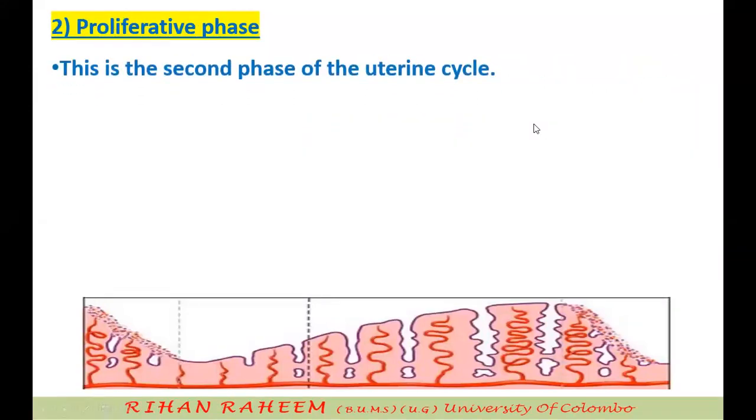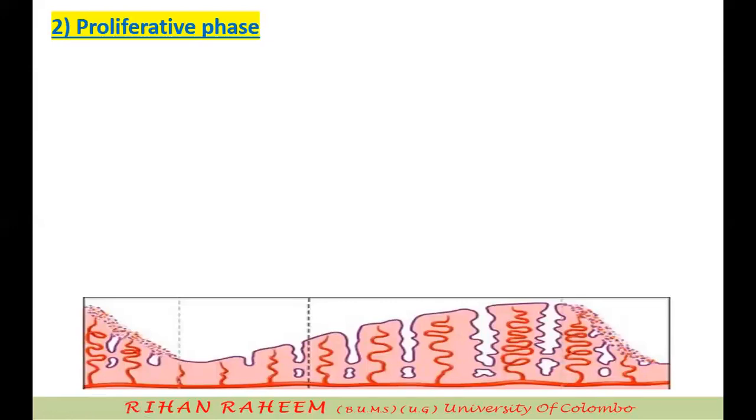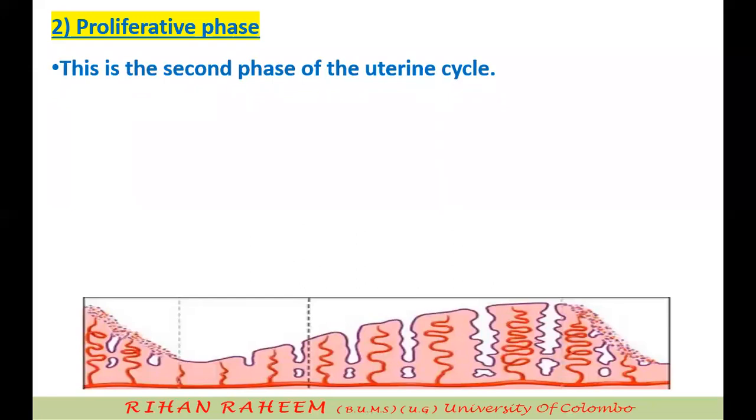Okay. Then the second one is the proliferative phase. Already for 3 to 4 days, the wall was broken. Now what is happening? This second phase lasts for 10 days. In these 10 days, the broken walls start to grow.